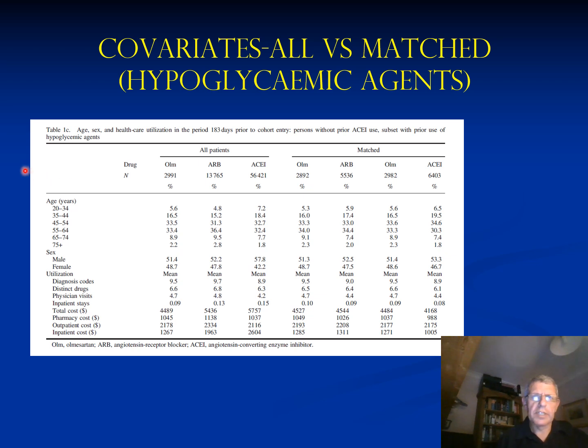And here we see a similar table, but this is for the subgroup of people who use hypoglycemic agents. You can see the sample sizes are much smaller than they were in the previous table. And we can also see that the matched cases are again pretty similar in terms of the variables that might affect the outcome.